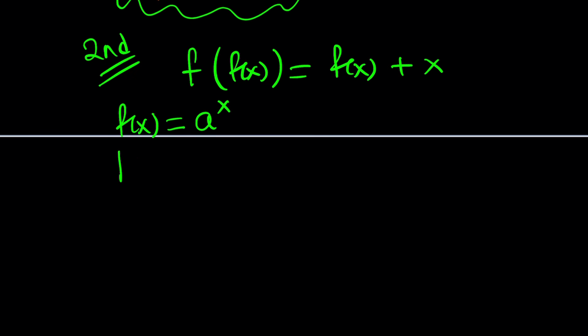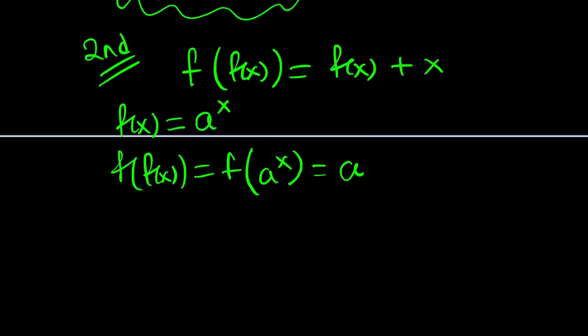If f of x is a to the x, f of x is just going to be f of a to the power x. So what does f do? It does a to the power the input, so it's going to be a to the power x, right? Great. And we want this to equal f of x plus x, which is a to the power x plus x. Now think about this. Can you solve an equation like this? Probably not.